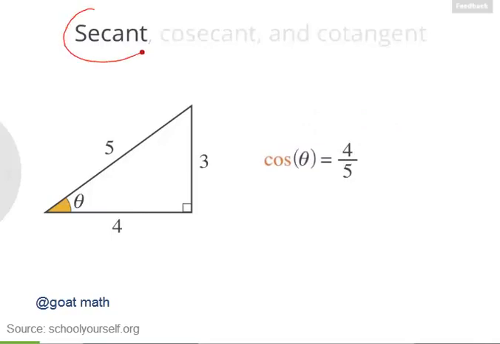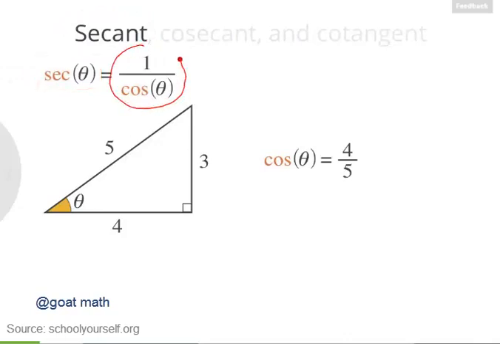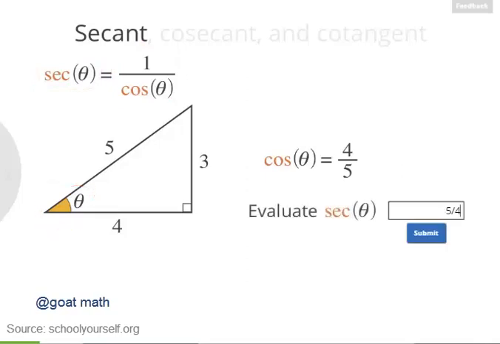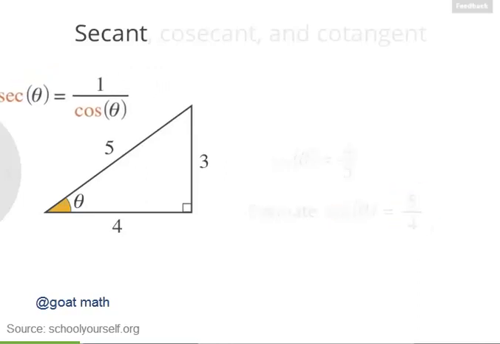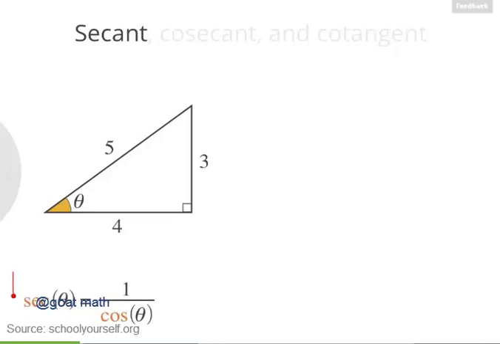Now the secant of an angle, written as SEC, is defined as being 1 divided by the cosine of that angle. And that's it. So what's the secant of this angle theta? Nicely done. The cosine of theta is 4/5. So that means the secant of theta is 1 over 4/5, or 5/4. Great. So the secant of an angle is just 1 divided by the cosine of that angle.